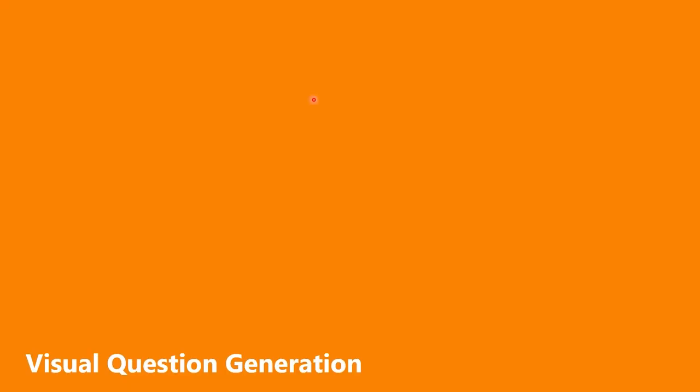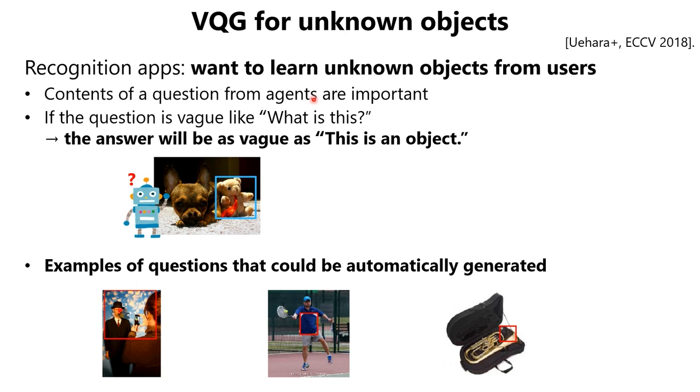Next is visual question generation. This is a reverse version of visual question answering. For example, the research presented here is visual question generation for unknown objects. There are definitely objects in our living space that are unknown to the AI performing image recognition. We want AIs to recognize such objects. So when there is an unknown object, we want AIs to ask a question to us, but it is not suitable to ask any question from AI to human. For example, a vague question like, what is this, may cause a vague answer like object. Therefore, AI should ask what it knows and what it doesn't know about the unknown object.